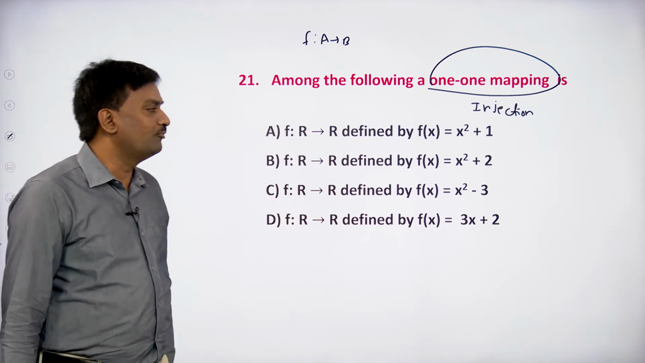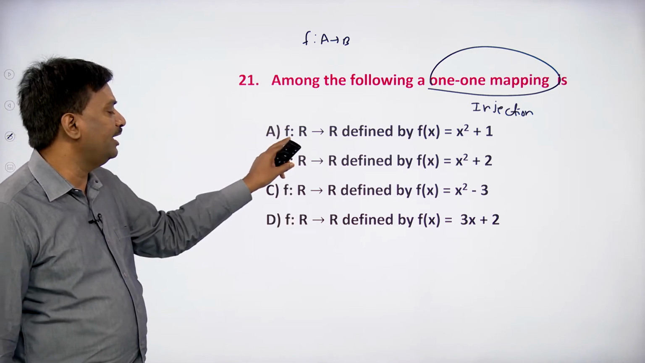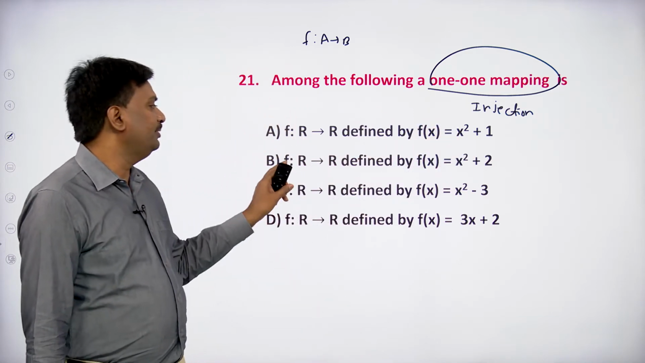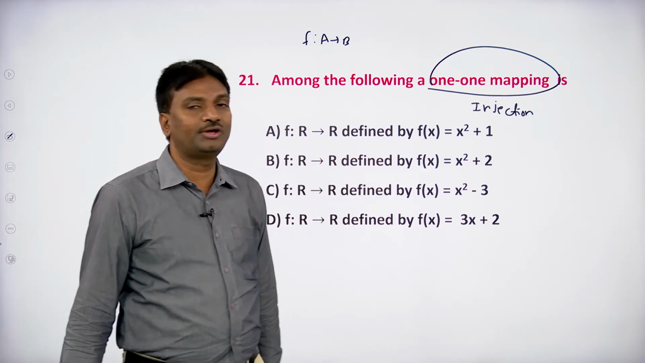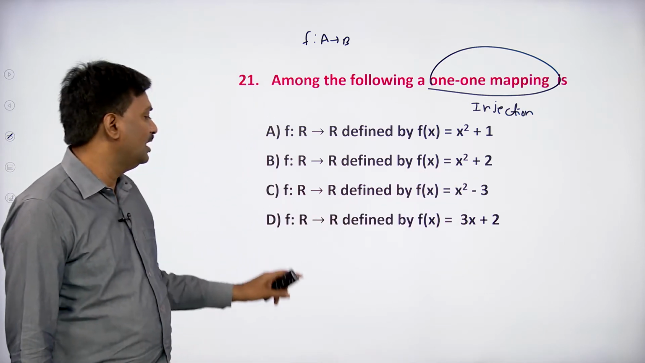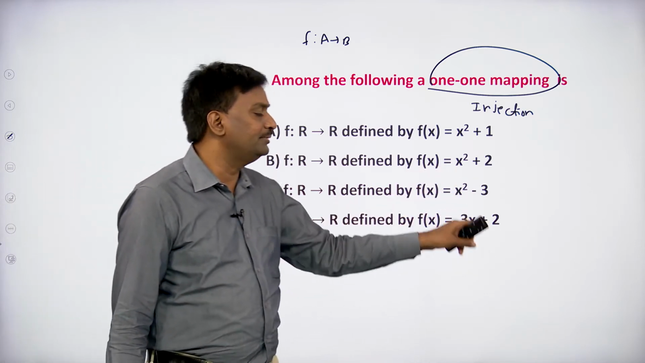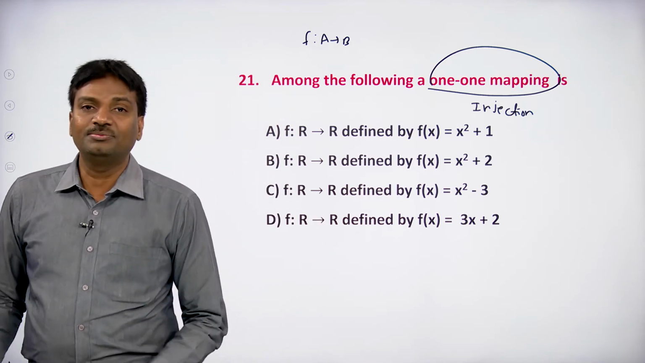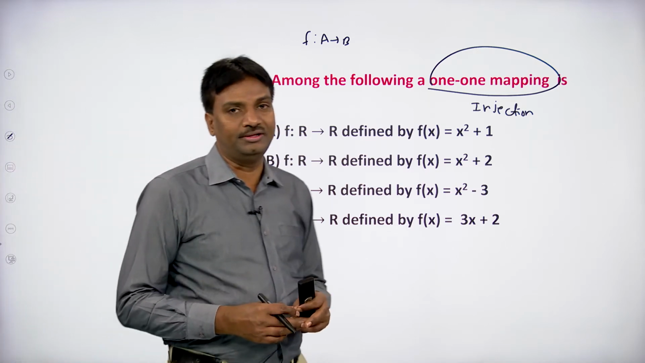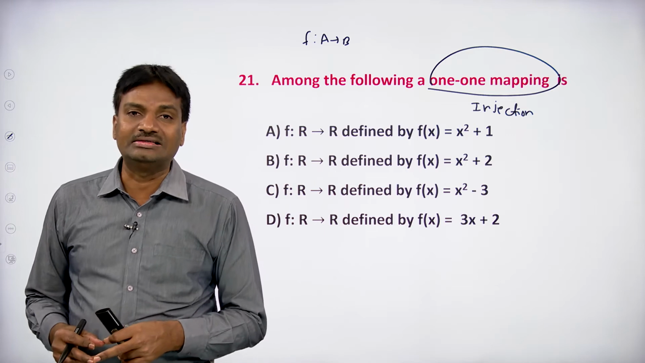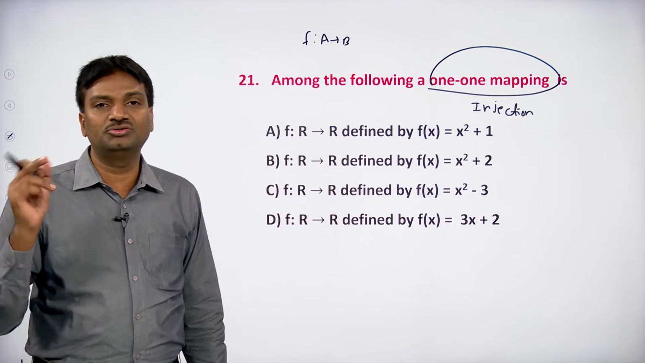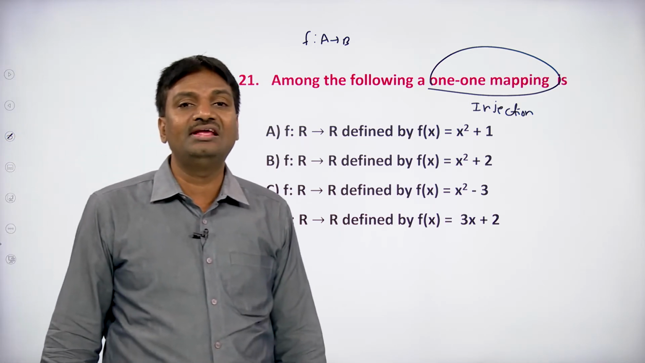In the 4 options, we have 4 different functions. Option A: f maps R to R defined by f of x equal to x square plus 1. Option B: f maps R to R defined by f of x equal to x square plus 2. Option C: f maps R to R defined by f of x equal to x square minus 3. Option D: f maps R to R defined by f of x equal to 3x plus 2. In every option, the function f is defined from R to R only, where R is the set of all real numbers. For all functions, the domain is R and the codomain is also R.